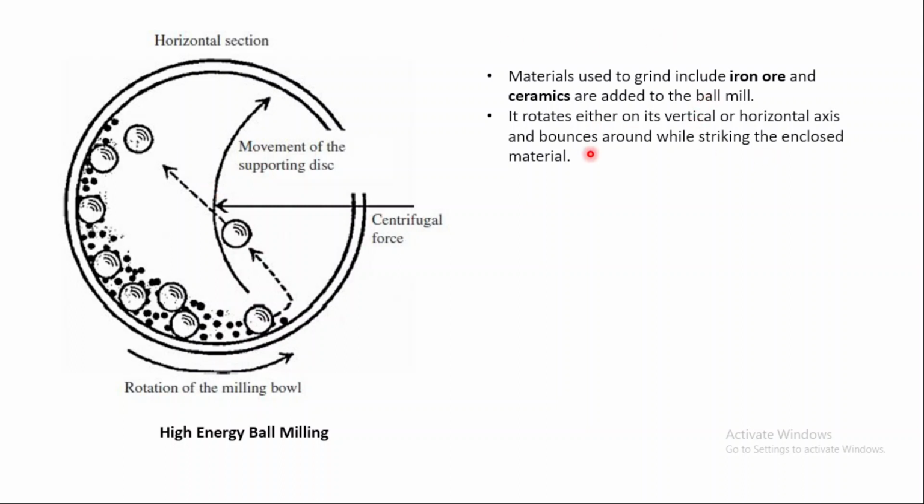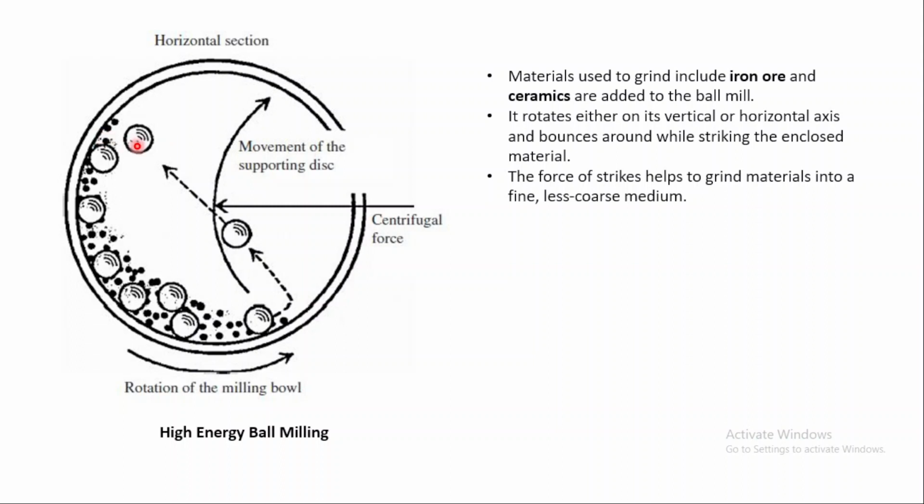So it rotates either on a vertical or horizontal axis and bounces around. The balls are also bouncing on the bulk material while striking the enclosed material. The force of the strikes helps to grind materials into a fine, less coarse medium. So when these balls bounce and strike the bulk material, that mechanical force helps to grind the materials into a fine and less coarse medium. Once the bigger rock turns into dust, all this will be a fine, less coarse medium.